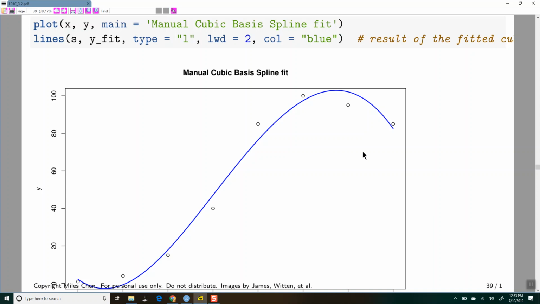Okay. And so you can keep doing this and make things more complicated by adding more knots and things like that, and whatever you do, you're going to get a smooth function there, okay?